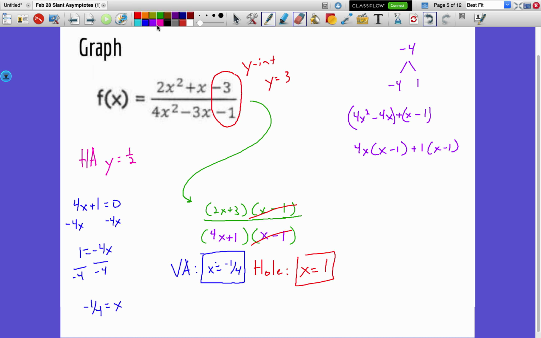All right, and then sort of as a bonus, we can also look at the factor on the top that didn't cancel. This is going to cause an x-intercept. And it's going to be at the value that makes that equal to 0, which is x equals negative 3/2.